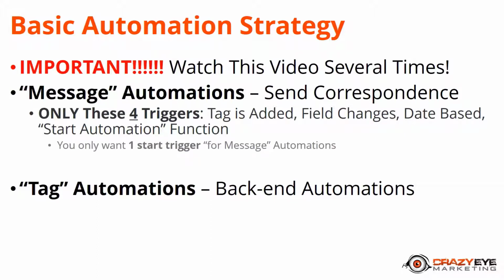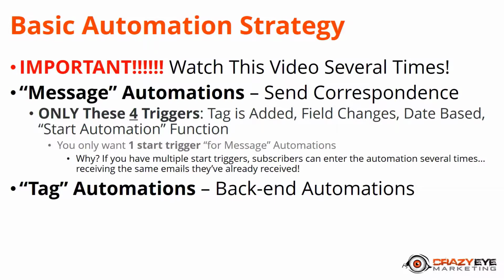And you only want one start trigger for message automations. Again, one start trigger for message automations. Now why is that? Well, if you have multiple start triggers, subscribers can enter the automation several times, which means they're going to wind up receiving the same emails they've already received. And you don't want that. You don't want to keep sending the same emails. So you only want these message automations to be triggered one time. And the best way to do that is by only having one start trigger. And I'm going to go over an example in just a minute here to show you exactly what I mean.